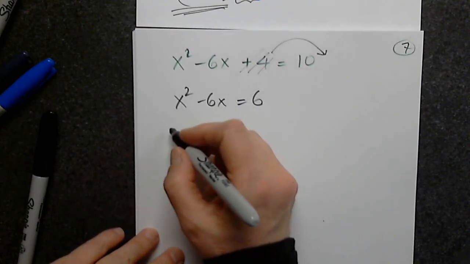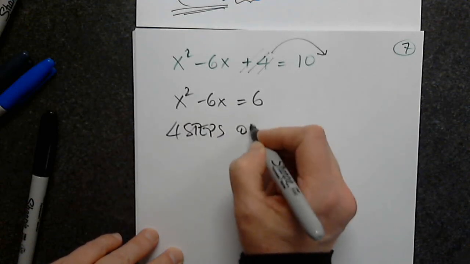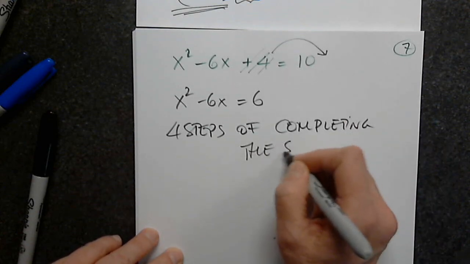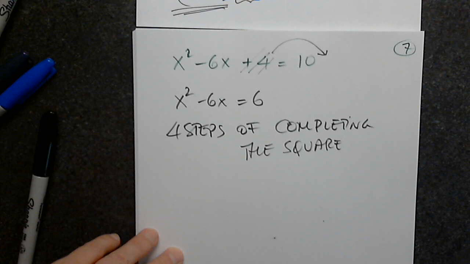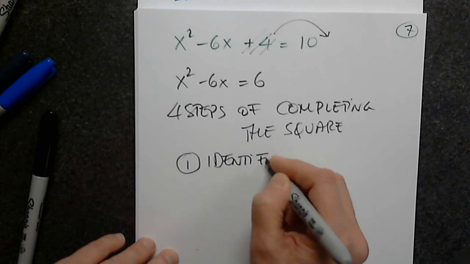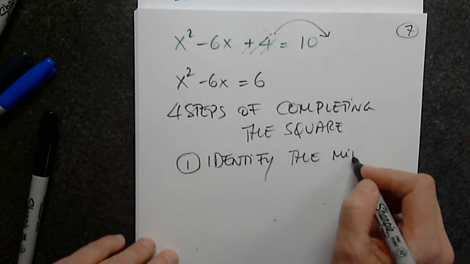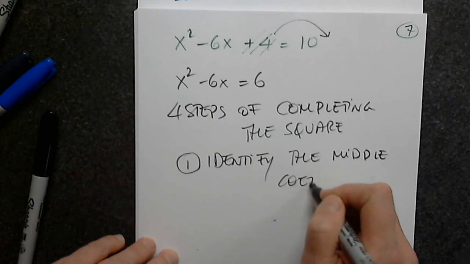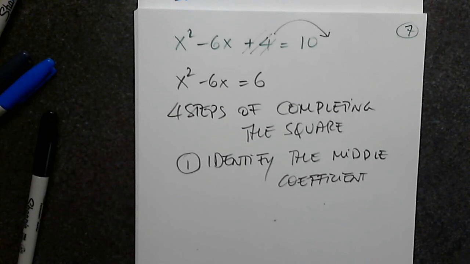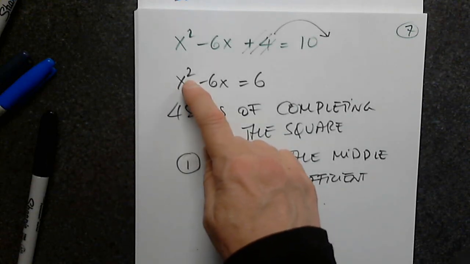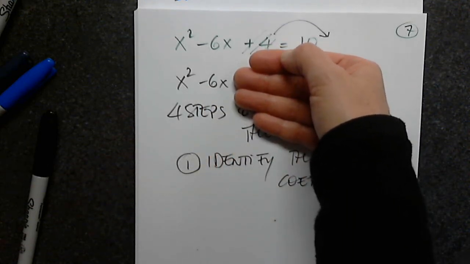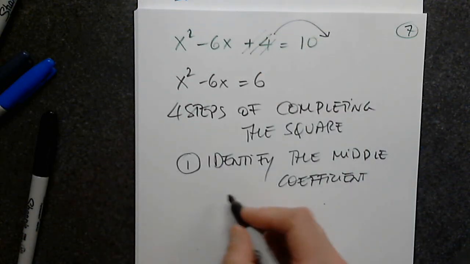The method of completing the square, 4 steps. Step number 1, identify the middle coefficient. So let's take a look. I have the leading coefficient, I have x squared, I have the middle coefficient, and I have x, and I don't care about anything else. So what is the middle coefficient here? Excellent. Perfect.